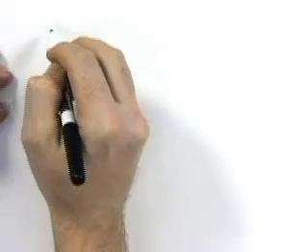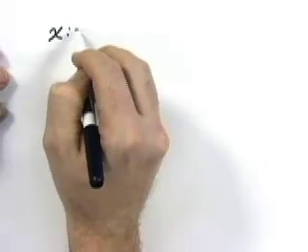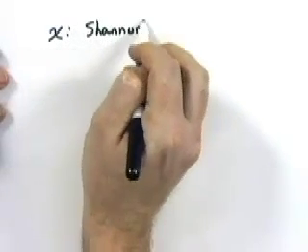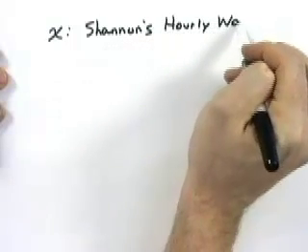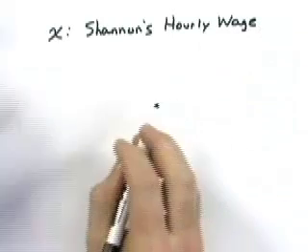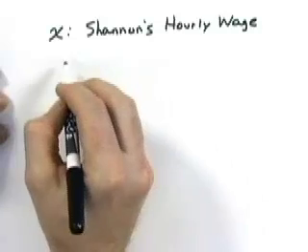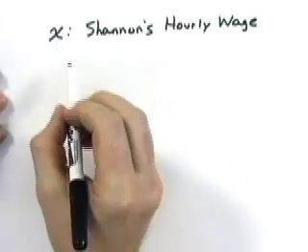Since we need to know Shannon's regular hourly wage, we're going to give that the name of the unknown. So let X equal Shannon's hourly wage. Now here's what we know. We know that for the first 40 hours worked, Shannon's going to earn 40 times X.